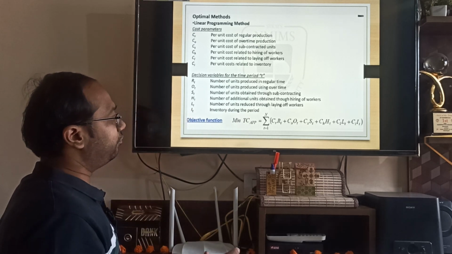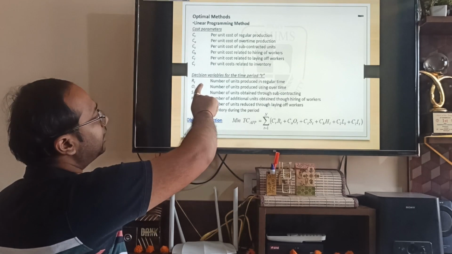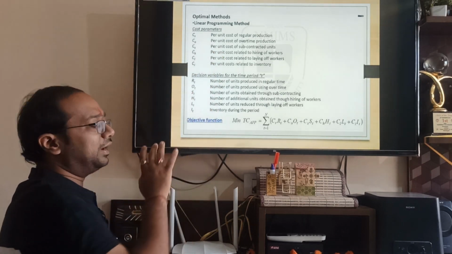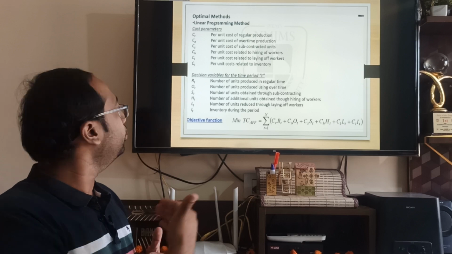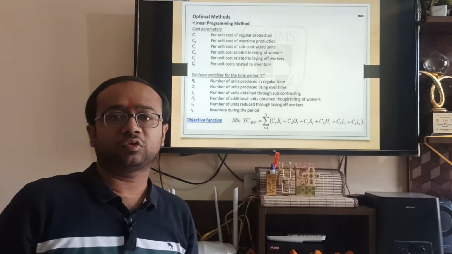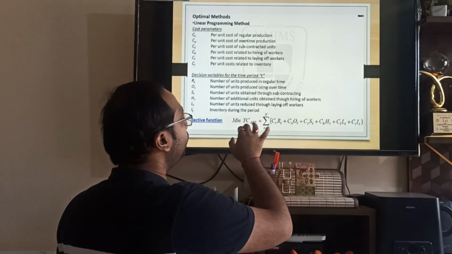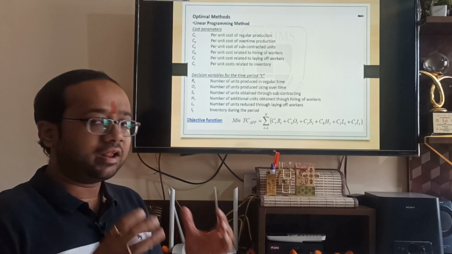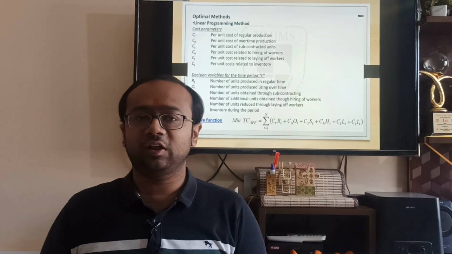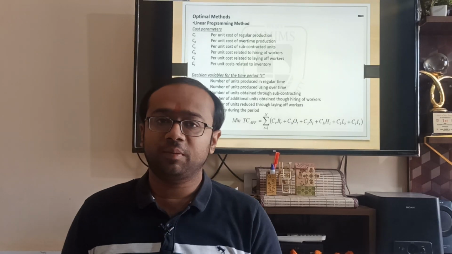So what is your objective function? Objective function basically is for whatever units you are making, multiply by the cost, correct? Cost into number of units, that will give you one parameter. You do it for all 6 of them and you keep on adding. Then what you do, you take a minimum of it. Wherever it comes as minimum, this function as minimum, that is the optimal thing. And this is basically known as linear programming method.